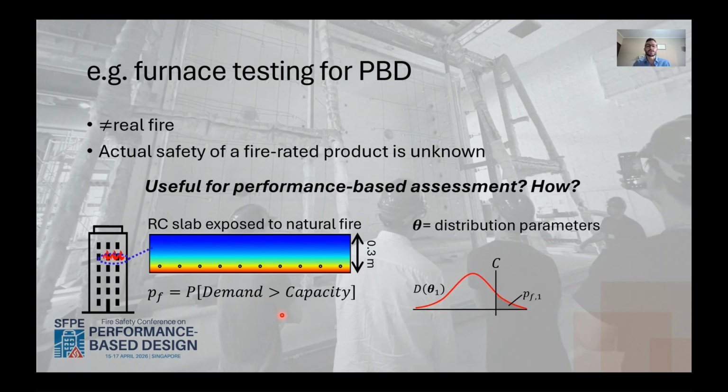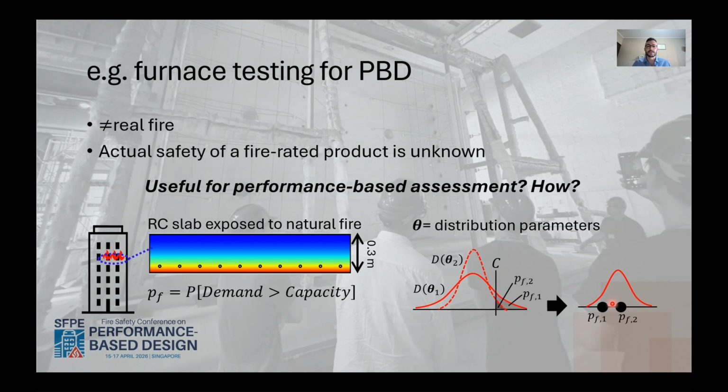The way we usually do this is by defining distributions for demand and capacity. Here, I'm assuming that the capacity is deterministic, and we take the failure probability as the area where the demand exceeds the capacity. The problem is that we also have uncertainty on the distribution parameters. And that means we will have different distributions for demand and capacity and different realizations of failure probability, which means that also the failure probability has a distribution.